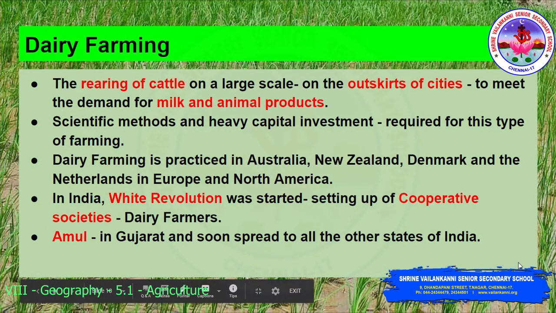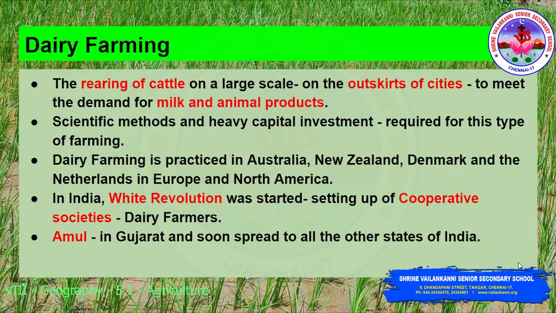Next we'll see dairy farming. The rearing of cattle on a large scale on the outskirts of the cities to meet the demand for milk and animal products is called dairy farming. Here scientific methods of farming are used and heavy capital investment is required. Dairy farming is practiced in Australia, New Zealand, Denmark and the Netherlands in Europe, and North America.